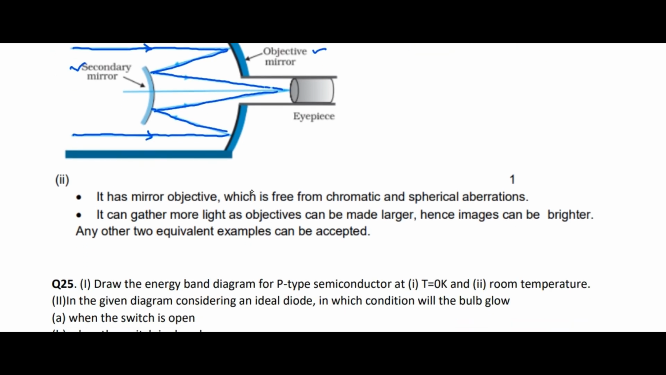It has the mirror objective, which is free from chromatic and spherical aberrations. So aberrations won't take place or can be eliminated by using this. One more, it can gather more light as objective can be made larger, hence the image can be brighter. So these are the two advantages over refracting type telescope. You can add some more points also.